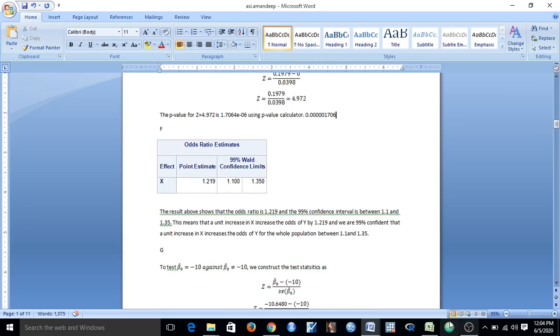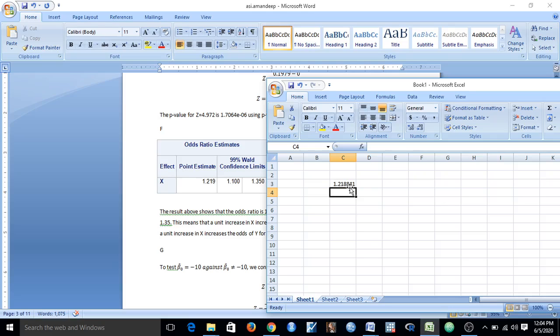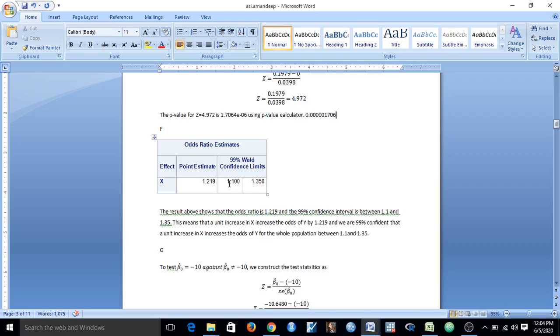So you can see 1.2188, that's 1.219. And then the software calculated the 99% Wald confidence limits for the odds ratio. So we can see that the odds ratio is 1.219 and the confidence interval is between 1.1 and 1.35. So this means that a unit increase in x increases the odds of y by 1.219.